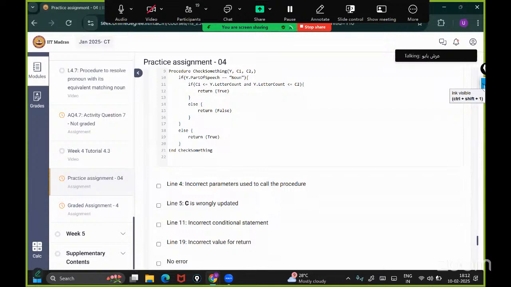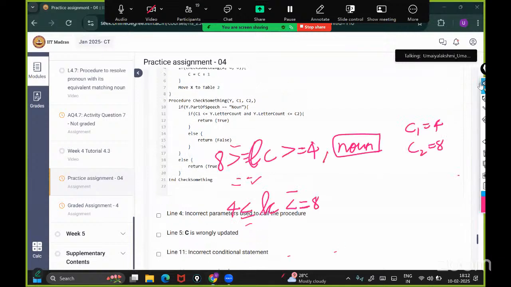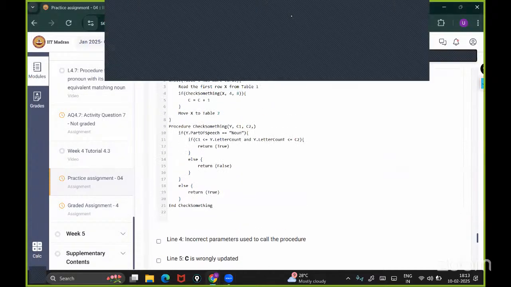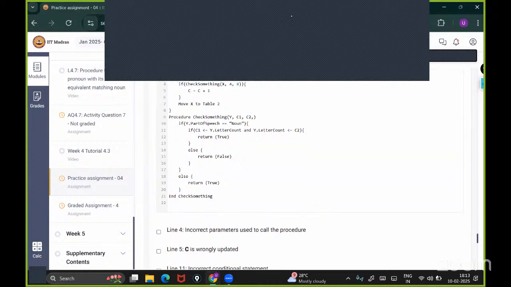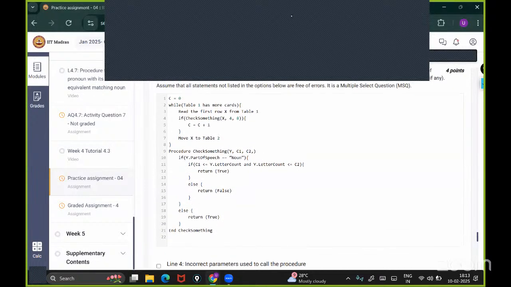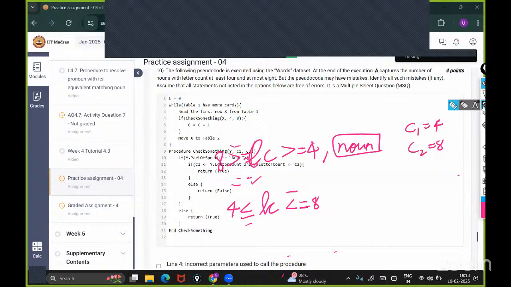I'm asking then, what is the condition statement about? 4 to 8, right? But is the condition like that? Okay, let's say, what is the condition given here? So what are the lines or mistakes they have mentioned? Line number 4. Incorrect use to call the procedure. Is this the correct way to call the procedure?